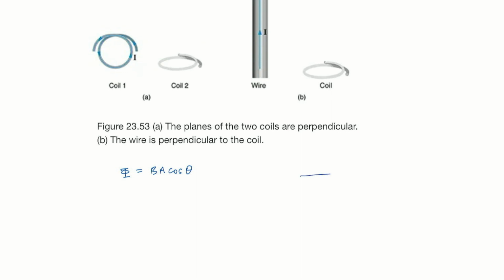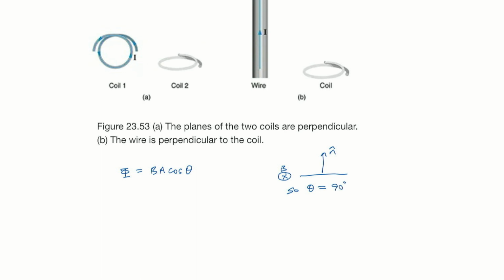So let's just draw an end looking at coil 2 right on edge. And so we'll have fields going like this, but the normal to the area is going like this. We can use an n hat. And so the angle between those two is 90 degrees. And so we can say theta is 90 degrees.